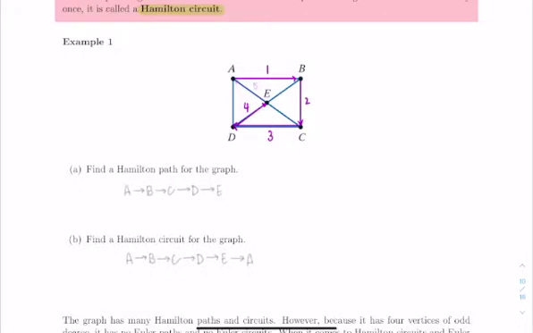So one Hamilton path would be A to B, B goes to C, C goes to D, and D goes to E. If we wanted to find a Hamilton circuit, which means it has to start and end at the same spot, so we need to finish out at vertex A, all we have to do is connect E to A, and that will close off the circuit. Again, this graph is going to have many paths and circuits, but this is one of the easiest ones.